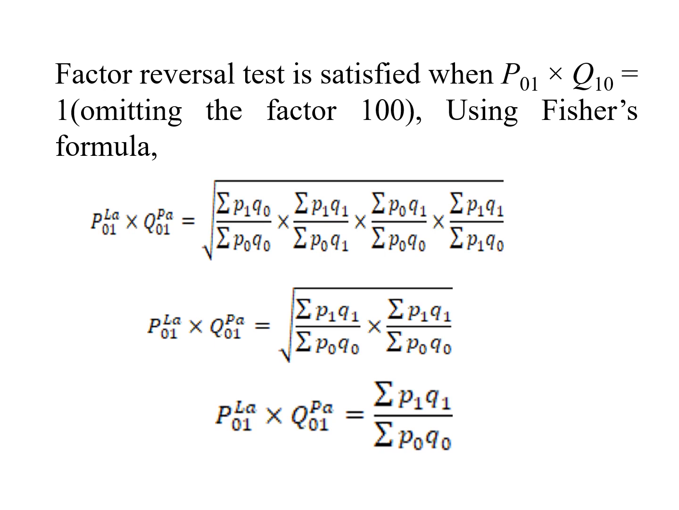We know that it's a square root of multiplying two values. So taking the square root, what will we get? Sum of P1 Q1 divided by sum of P naught Q naught. This is also called a value index. So this is the factor reversal test. So Fisher's formula should satisfy the time reversal test and factor reversal test. Let's see the problem for this Fisher's and factor reversal test.